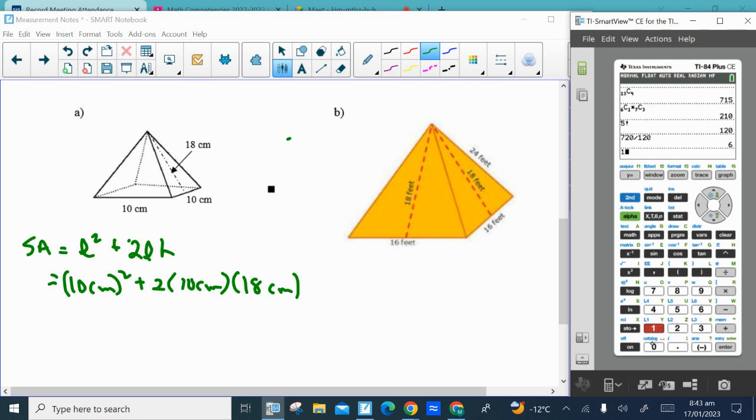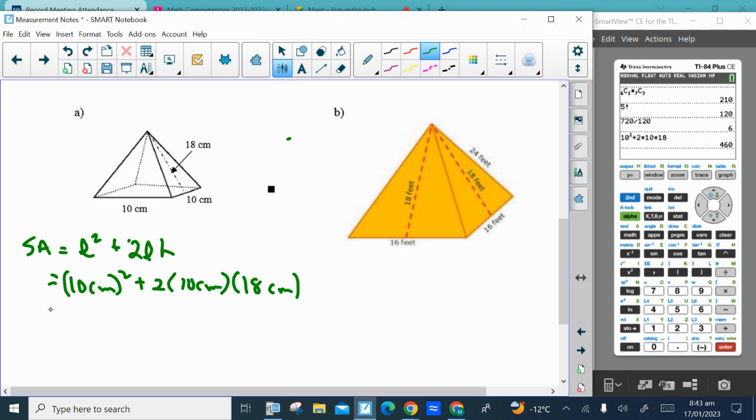So we've got 10 squared plus 2 times 10 times 18. Again, your calculator will do order of operations for you. So that'll be 460. And remember that area is always in units squared. The unit in this case is centimeters, so it'll be 460 centimeters squared. Okay, so that's the surface area of that one.